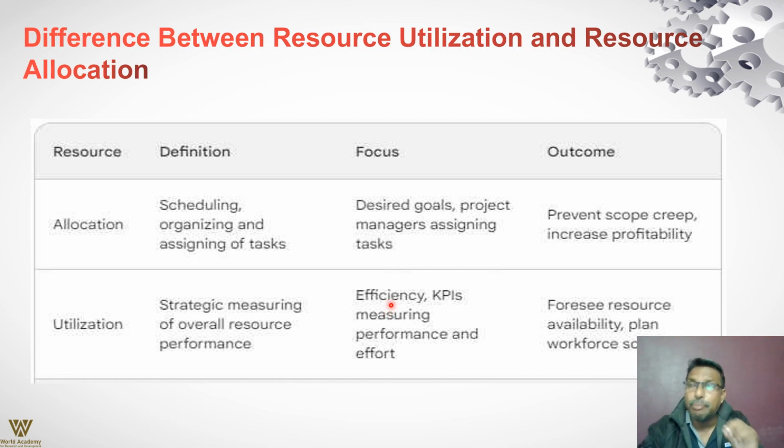How do we measure them? In terms of efficiency, in terms of KPIs, key performance indicators, measuring performance and effort. Then comes the outcome: preventing scope creep and increasing profitability in terms of allocation. Why? Because allocation has been done at the proper time, at the beginning, or when things are available at cheaper prices. Utilization is about the resource availability plan and workforce load.